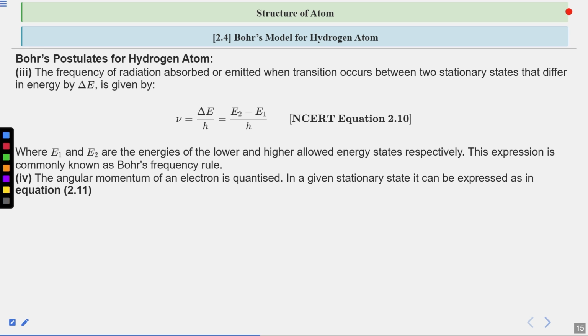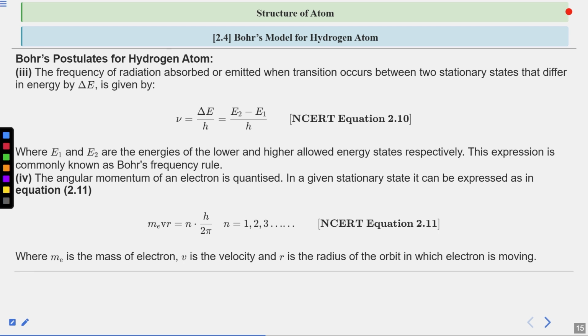This point is very, very important. It says that electron can only revolve in those stationary states where its angular momentum is equal to nh by 2 pi. Now this is very, very important. It says that suppose an electron is revolving around a nucleus, it must have an angular momentum. Now that angular momentum must be equal to an integral multiple of h by 2 pi. Now this n can be any integer: 1, 2, 3.